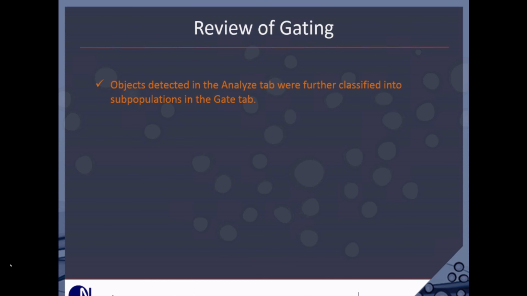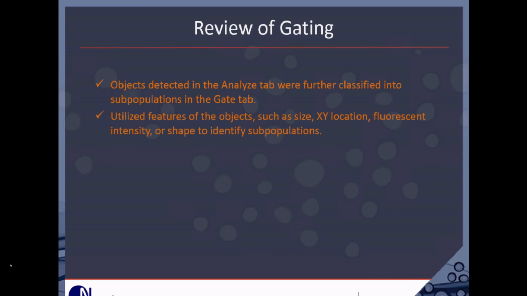Okay, so we basically have covered a lot of different types of applications that can be further defined in subpopulations using the gating tab. So we've identified the objects that we first identified in the Analyze tab, and created subpopulations according to their size, their fluorescent intensity, or even their shapes. You also can do X and Y location, but we didn't cover that one today, but you get the idea.